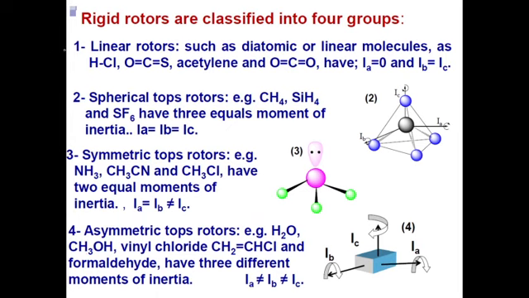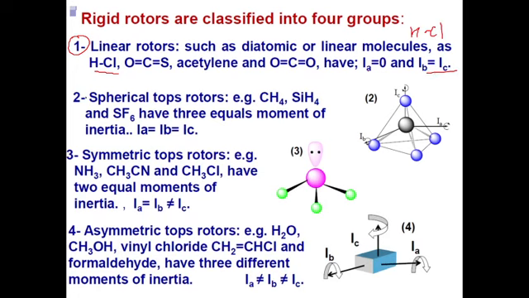Let me see the first one. Linear rotor, such as a diatomic or linear molecule. That molecule must be a heteroatomic molecule. Why? Because only a heteroatomic linear molecule shows microwave activity. That's why these molecules are linear, like HCl, whose example we already discussed. The other examples of the linear rotor are OCS, acetylene, CO2. They have the moment of inertia IA equal to 0 and IB equal to IC.